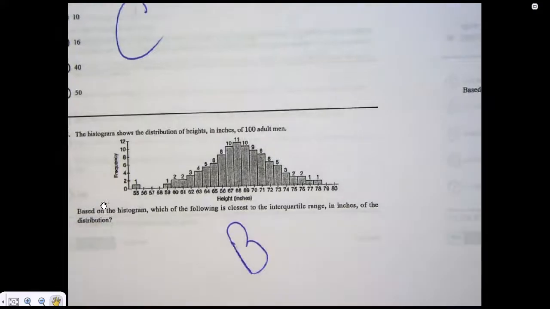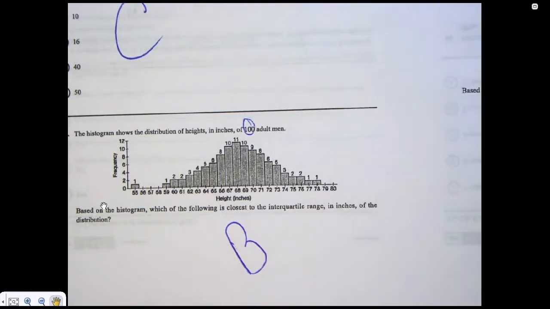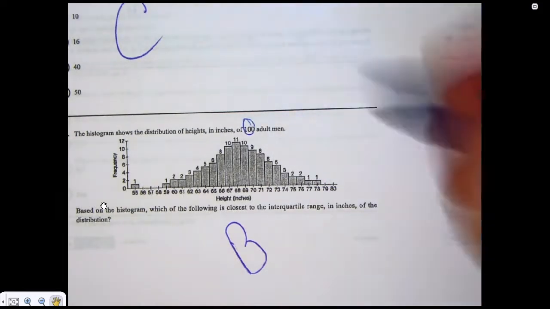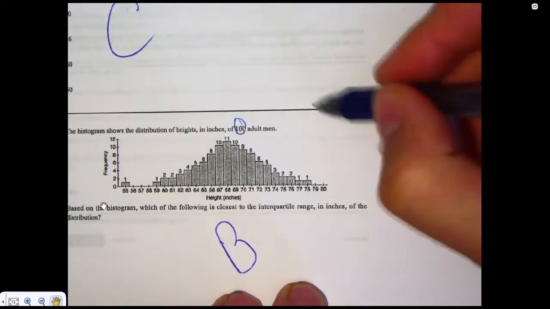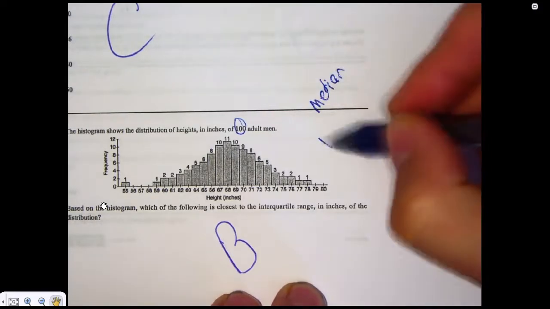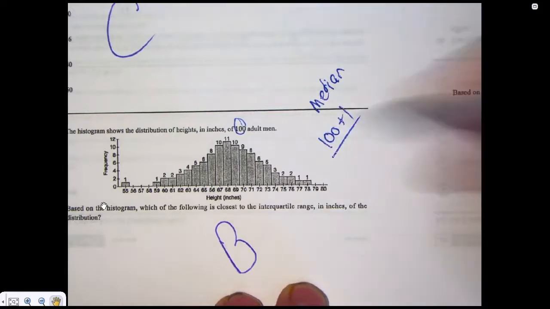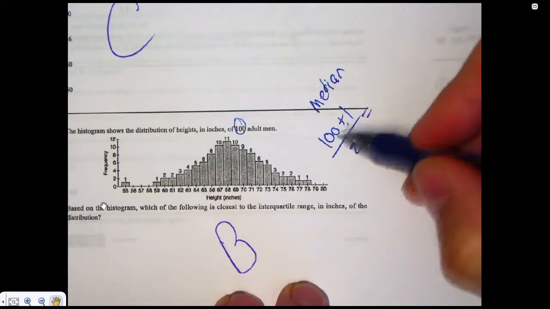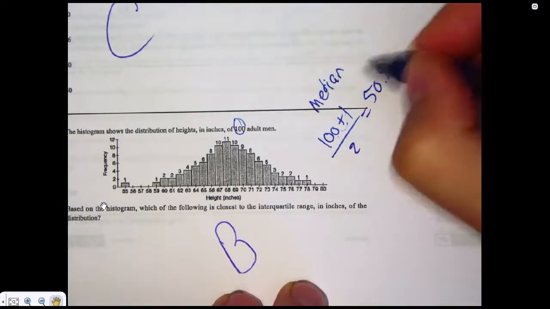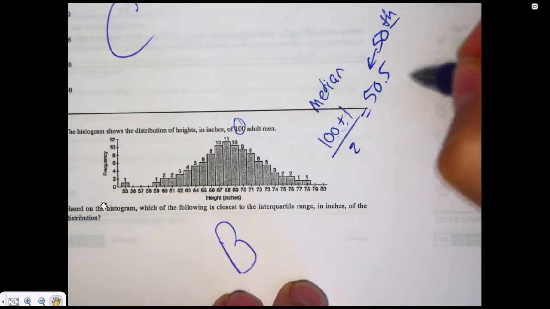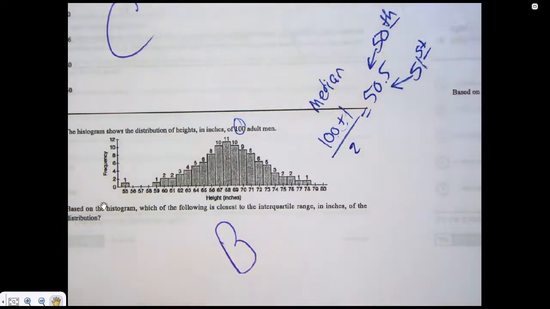15, they ask you for the interquartile range here. So it's not as bad as it seems. There's 100 adult men. So if you've got 100, your median is a little bit goofy. You have to add 1 and then divide by 2. So there's 100 data points. You add 1, 101. Divided by 2 is 50.5. So that means if you find the 50th data point and the 51st data point and average them together, that'll be your median. Right?